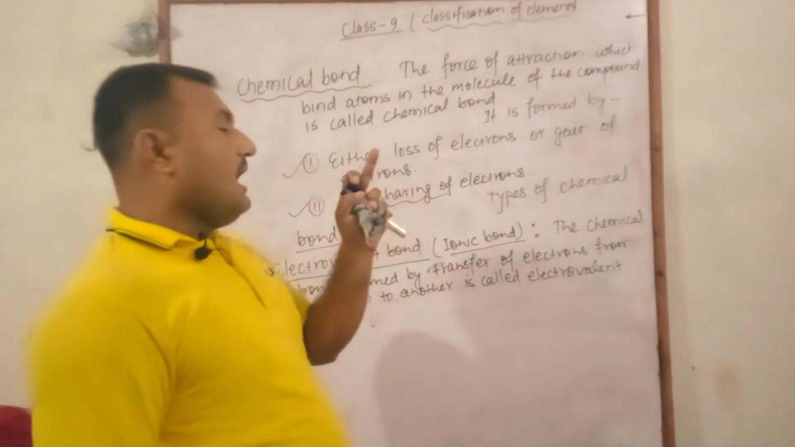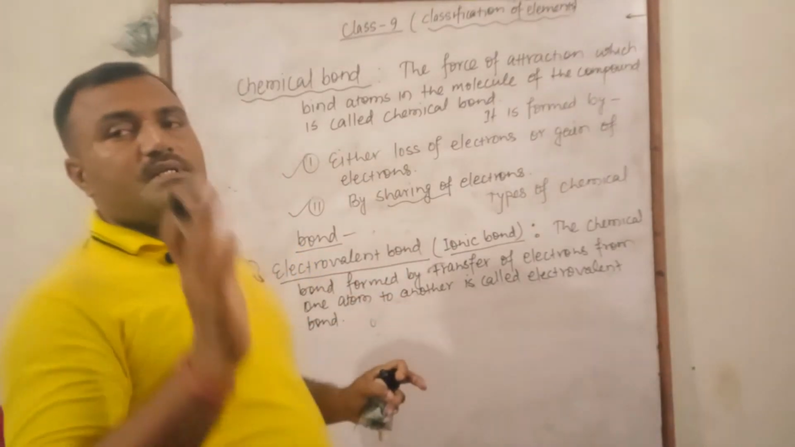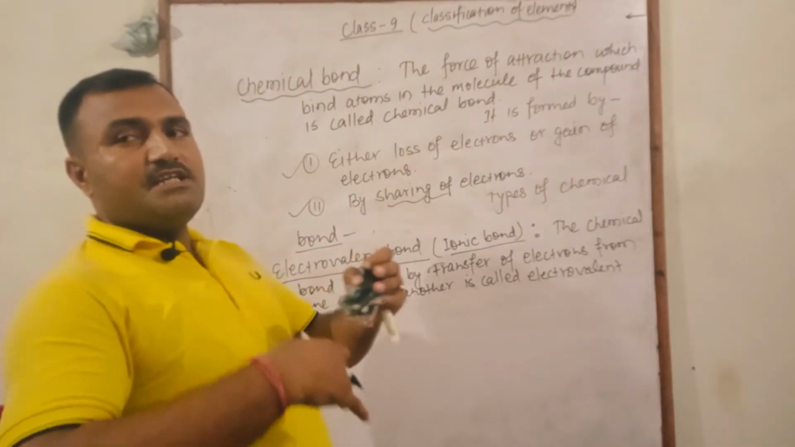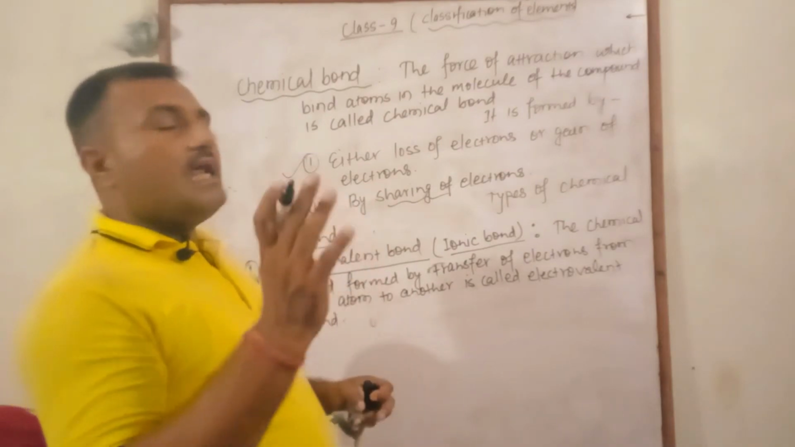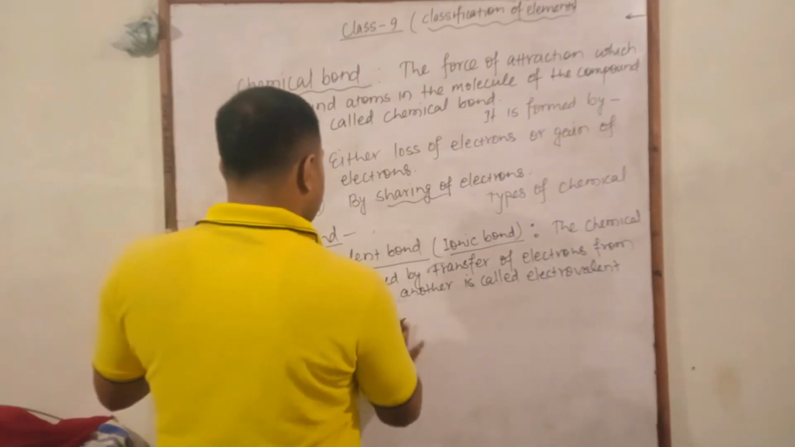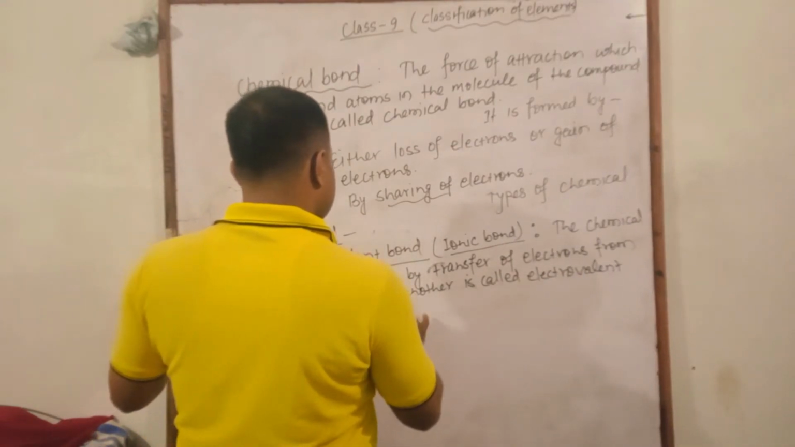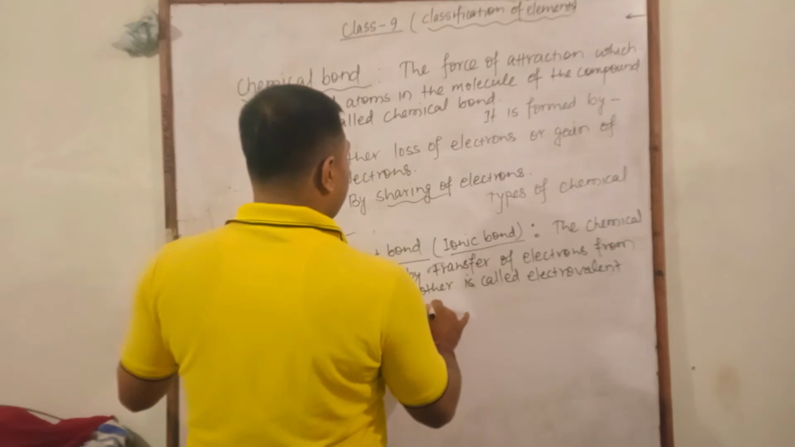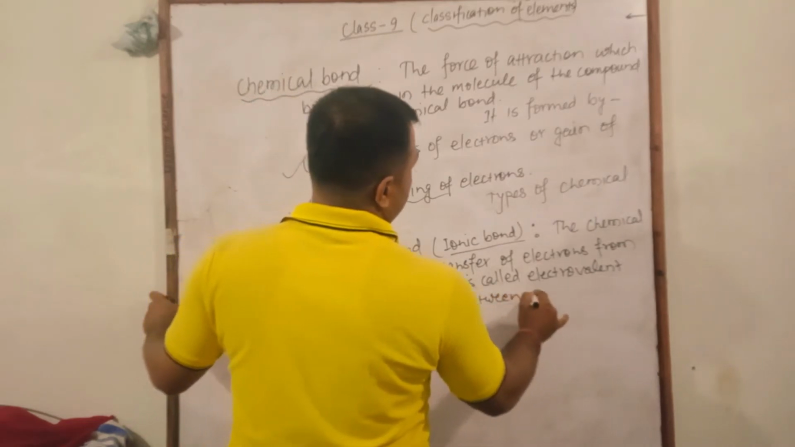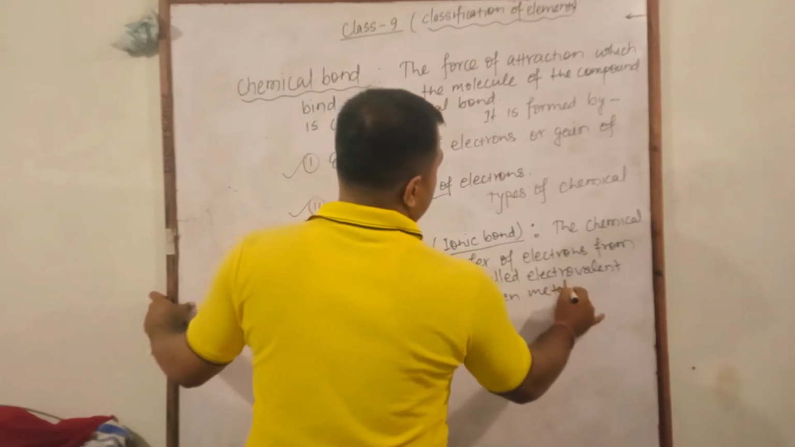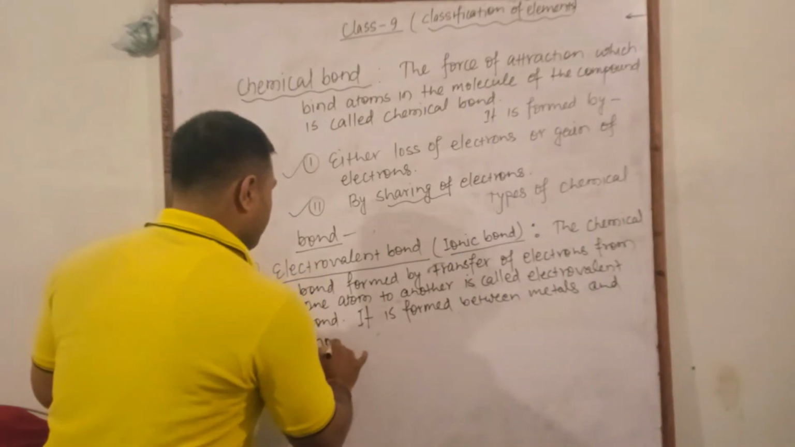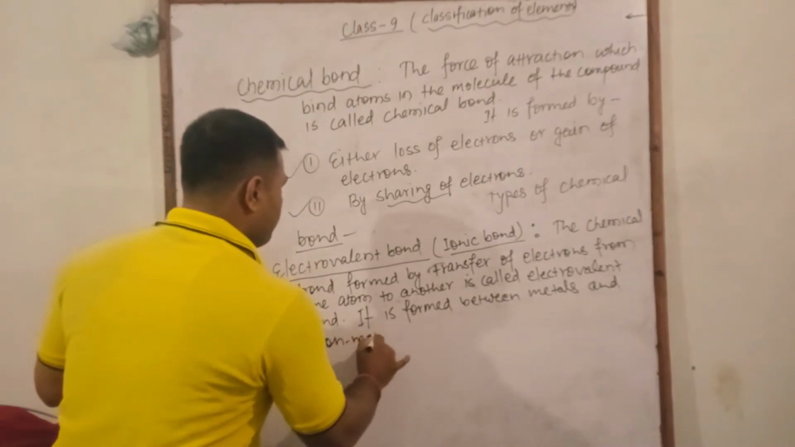Generally, an ionic bond is formed between metals and non-metals. Why? Because metals have a tendency to lose electrons and non-metals have a tendency to gain electrons. And here we write: it is formed between metals and non-metals.